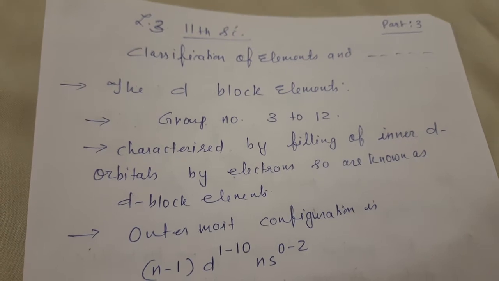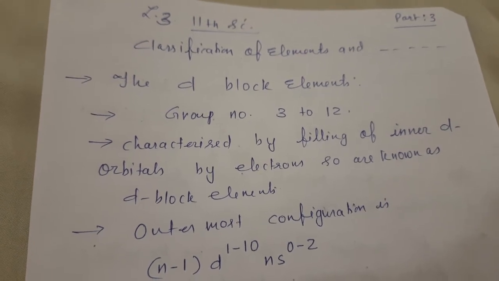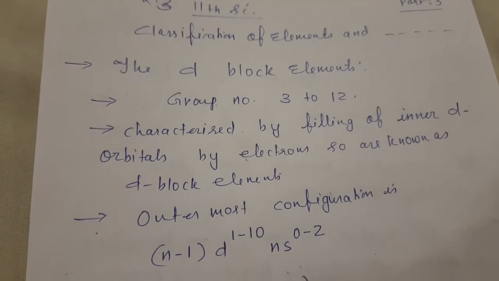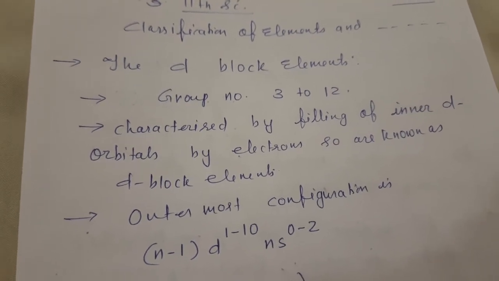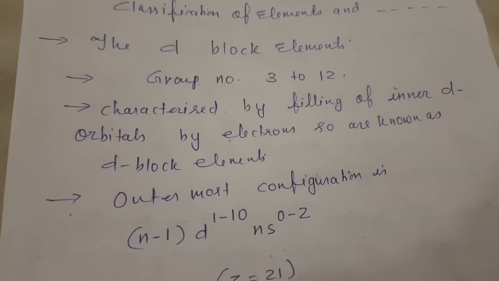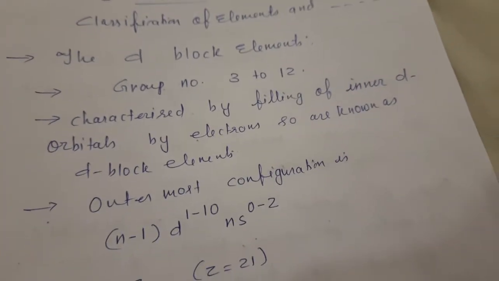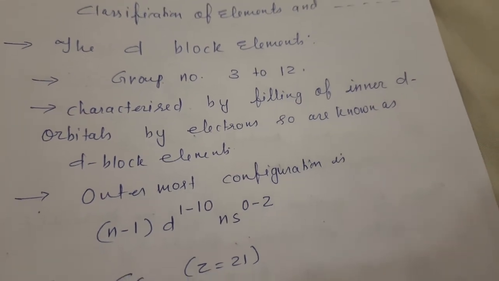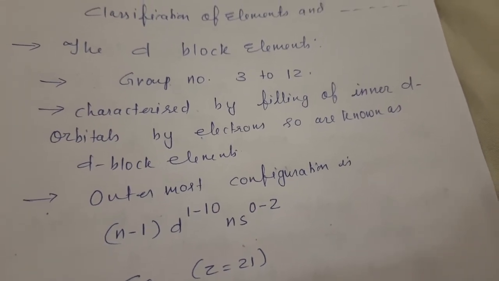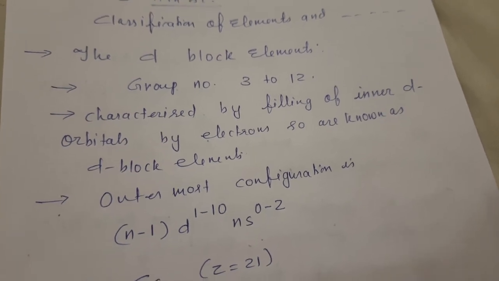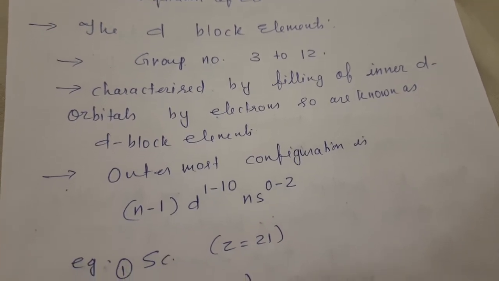First we have read about S block elements, then we have read about P block elements, then we will come for the D block elements. Group number 3 to 12 को D block elements कहते हैं. Why they are known as D block elements? Because they are characterized by filling of inner d orbitals by electrons. यानी electrons enter होते हैं D block में, D orbital में. So they are known as D block elements.